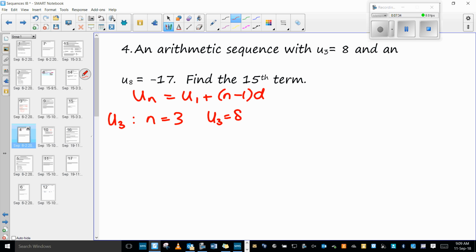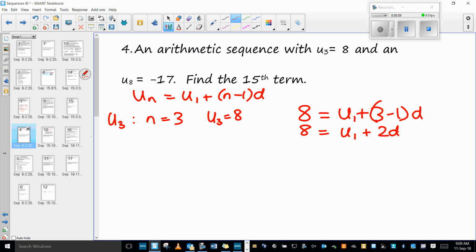So what that means is I can write an equation that 8 is equal to u1 plus, can I write 2d? No, I won't, I'll do this. 3 minus 1 d. Okay, so what I've done is I've just substituted in the two things that I do know. So I do know the term itself, so that's the actual 8 equals, and then I know the value of n. So obviously I can then simplify that to u1 plus 2d.